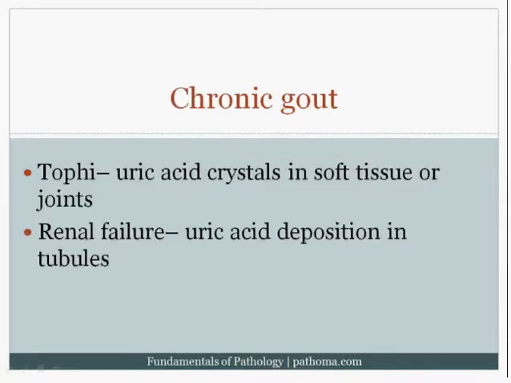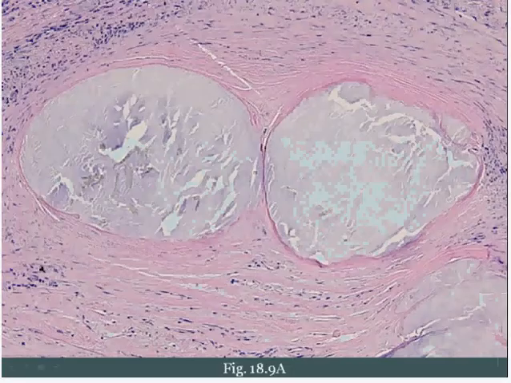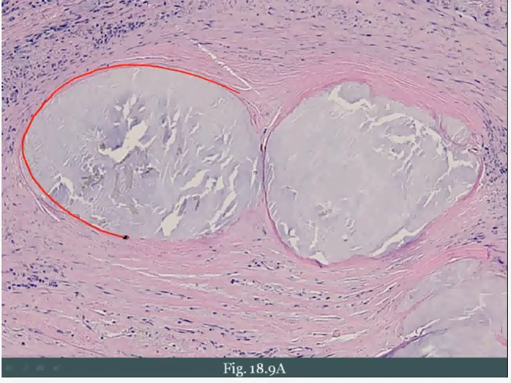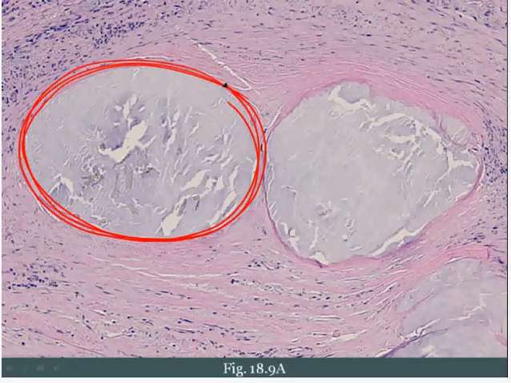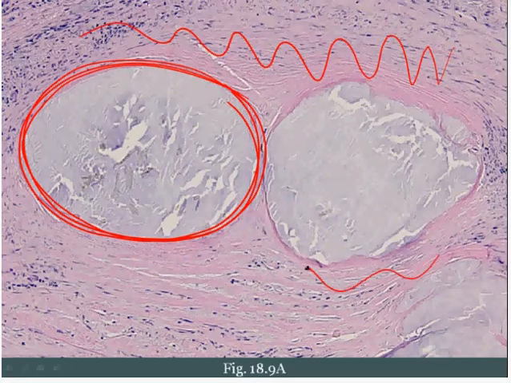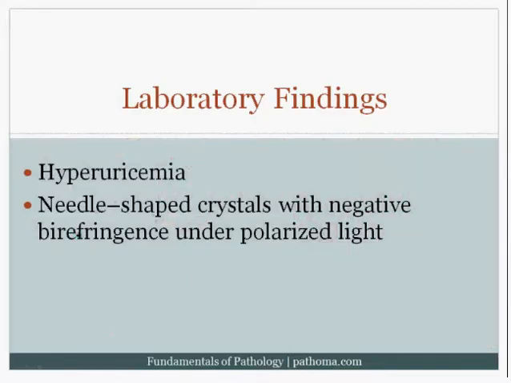With long-standing high levels of uric acid, patients can develop chronic gout, and the hallmark of chronic gout is the formation of tophi. Tophi are white chalky aggregates of uric acid crystals in soft tissue or joints, and often it's associated with fibrosis in a giant cell reaction. In addition, in chronic gout, patients can develop renal failure, and that's because uric acid can actually deposit within the tubules of the kidney, damaging the kidney. Here's a picture of tophi. These are white chalky deposits of uric acid crystals within the soft tissue, for example, and remember that you get fibrosis surrounding these white chalky deposits.